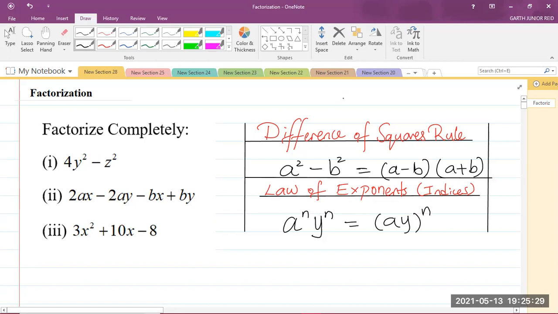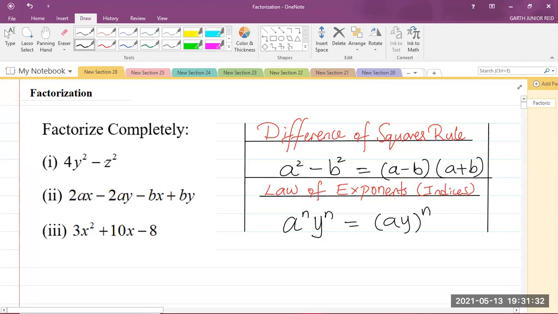Today, we'll be looking at a CSEC mathematics question, all right? Section 6 of the syllabus, that is Algebra, and the topic for today is factorization. Okay, so here we have our question here to the left. It says factorize completely. Part 1, 4y squared minus z squared. Part 2, factorize completely 2ax minus 2ay minus bx plus by. And finally, we have to factorize 3x squared plus 10x minus 8. Okay, so let us now begin.